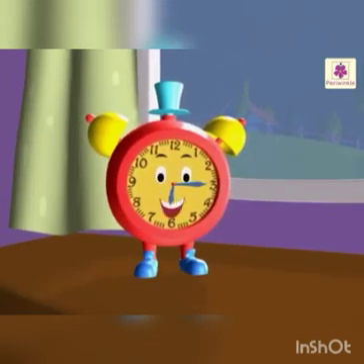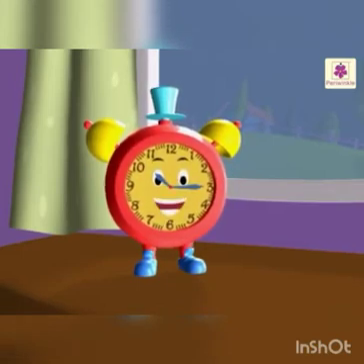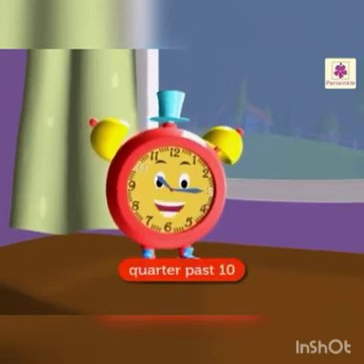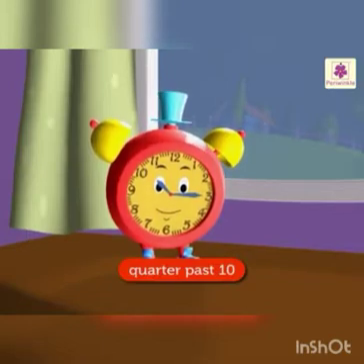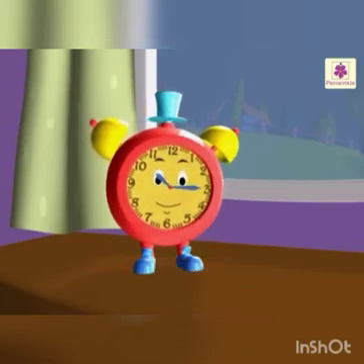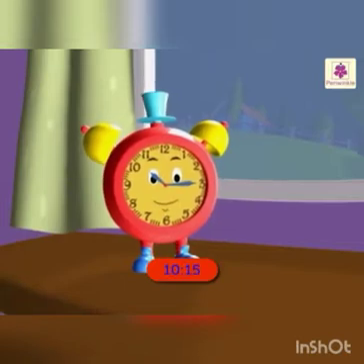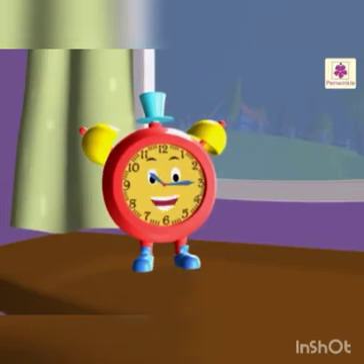Next, the hours hand is at 10 and the minutes hand is at 3. So it is quarter past 10. Here, the time is quarter past 10. Read as 10:15.